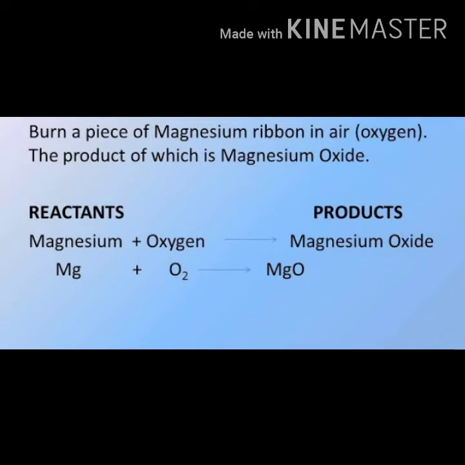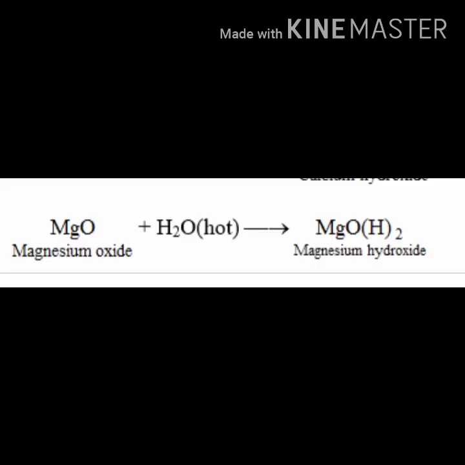Okay, magnesium plus oxygen gives rise to magnesium oxide. So that is ash. That ash we can call magnesium oxide. Then mix this magnesium oxide with water. Then we will get another form of this magnesium, that is magnesium hydroxide. Magnesium oxide plus water gives magnesium hydroxide. So this magnesium hydroxide is a base. That is not an acid, it is a base.